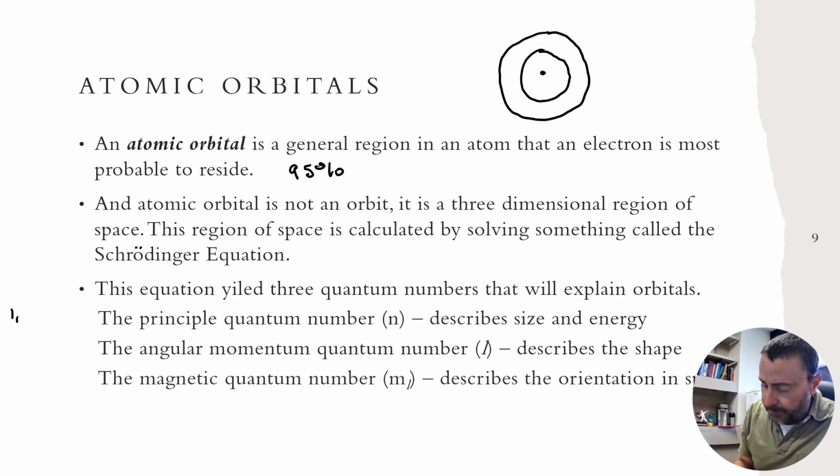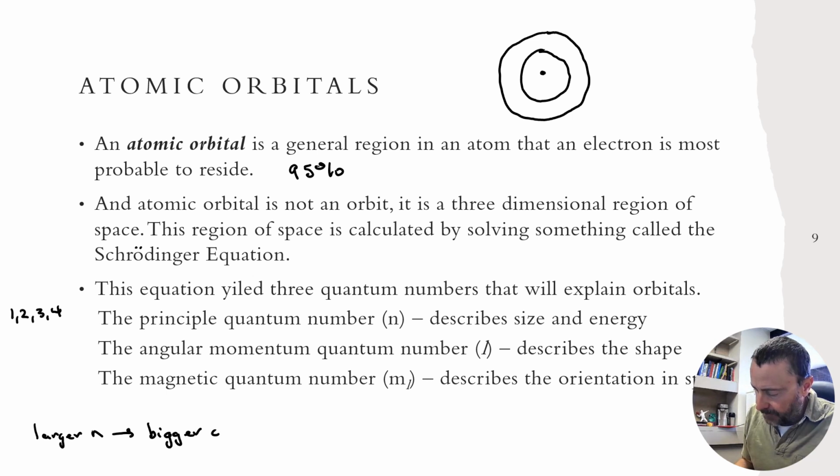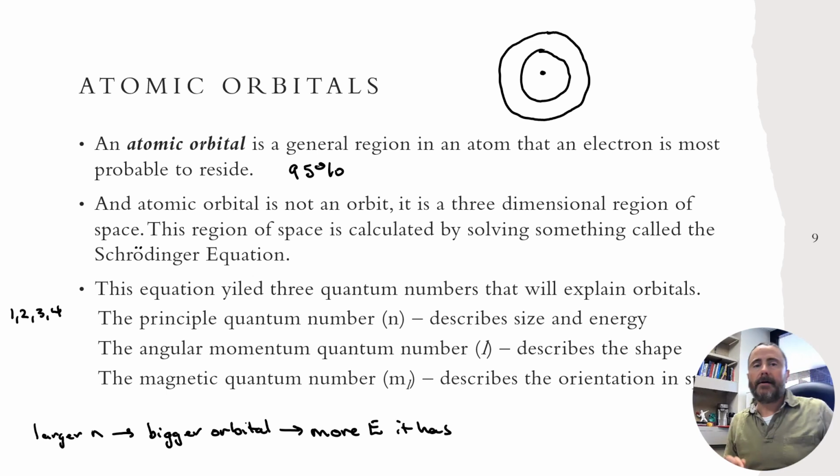The larger the N, the bigger the orbital and the more energy it has. Next up we have something that we call the angular momentum quantum number, which is given the symbol of an L. This describes the shape of our orbital. I'll get into the different letter notations on the next slide.